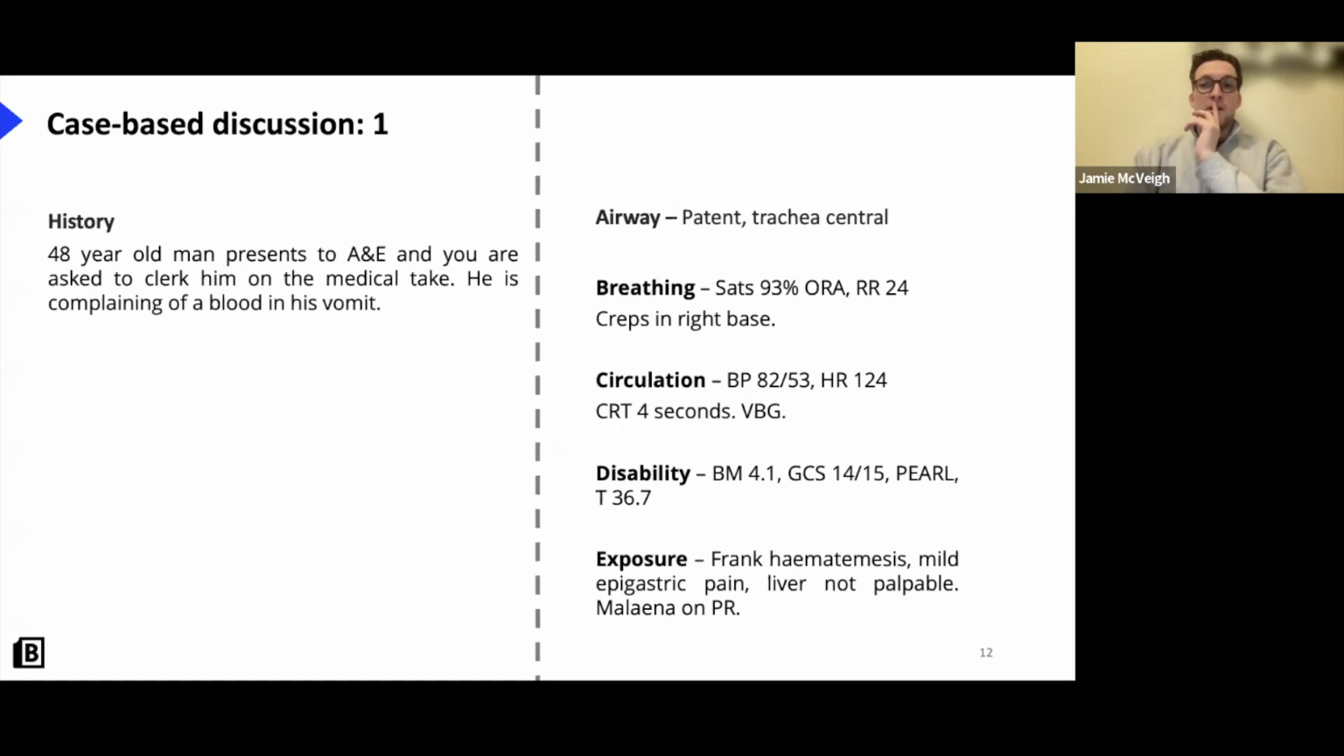Okay. So get a chest X-ray, which shows a bit of consolidation on the right side. Put him on some oxygen. You can just do it via nasal cannula, that's fine, just to maintain sats of 94. And then after that, you can move on to circulation, and you find that his blood pressure is 82, and actually he's quite cool peripherally with a prolonged cap refill time, and he's tachycardic.